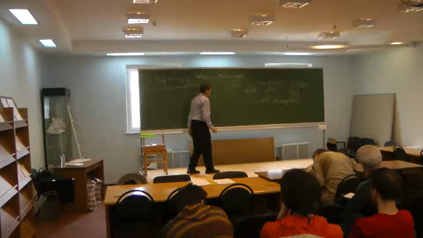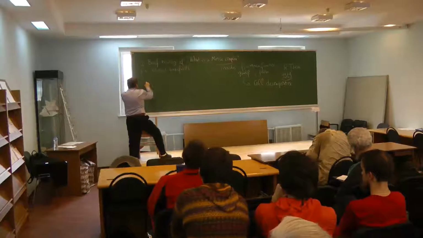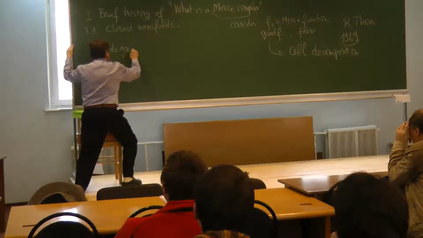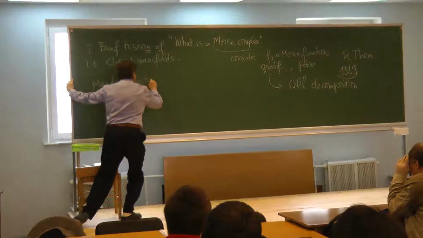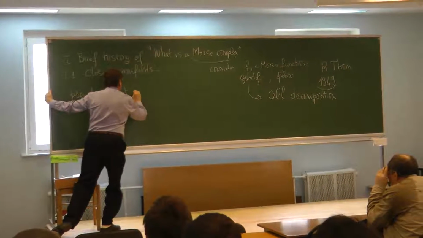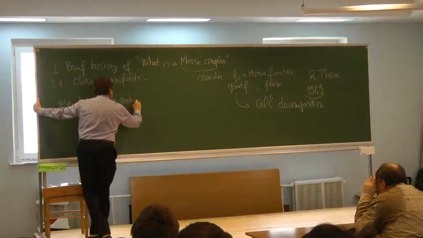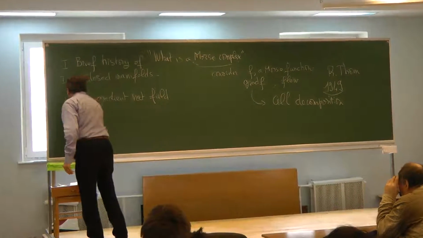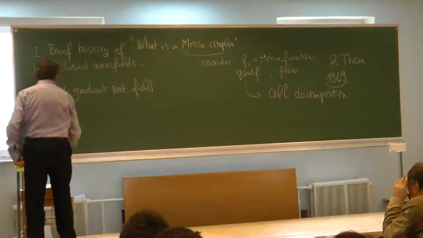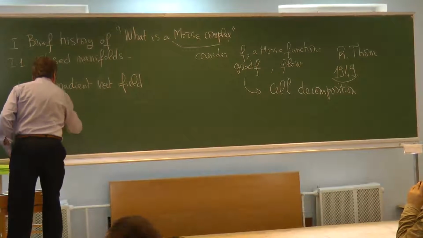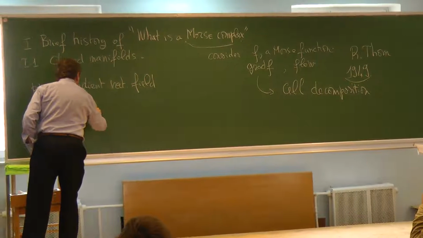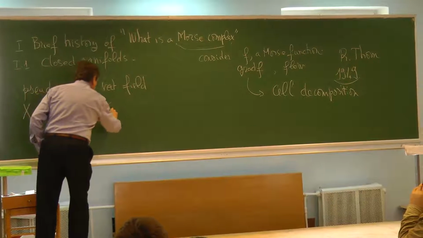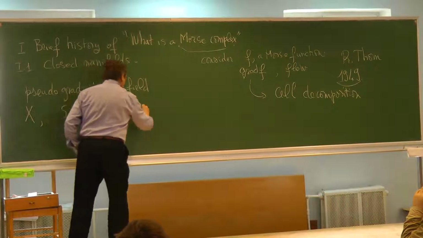Such that I give a pseudo-gradient vector field. It is a vector field X on M with two properties. First one, X deriving F is negative.